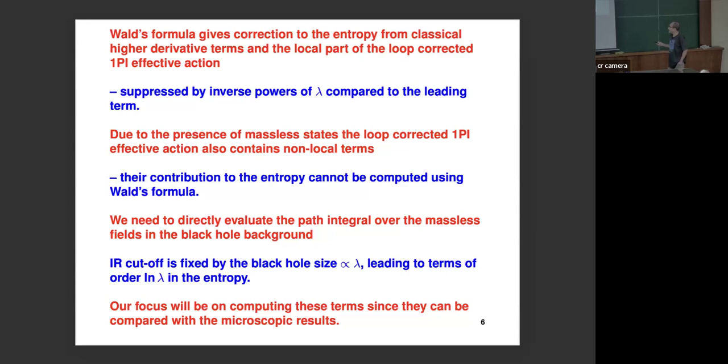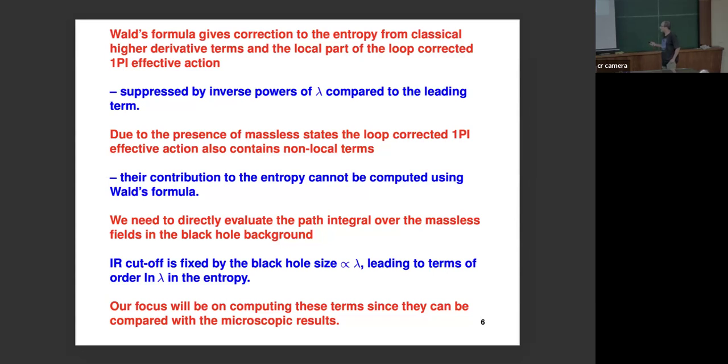Anything that you can calculate using Wald's formula will basically have a power series expansion in 1 over lambda. This will be suppressed by inverse powers of lambda, because the more derivatives you have in the action, the more powers of lambda there will be in the denominator, because you have to contract those derivatives with inverse powers of the metric, and the metric carries a lambda squared. But due to the presence of massless states, the loop corrected 1PI effective action will also contain non-local terms. The contribution from these non-local terms to the entropy cannot be computed using Wald's formula.